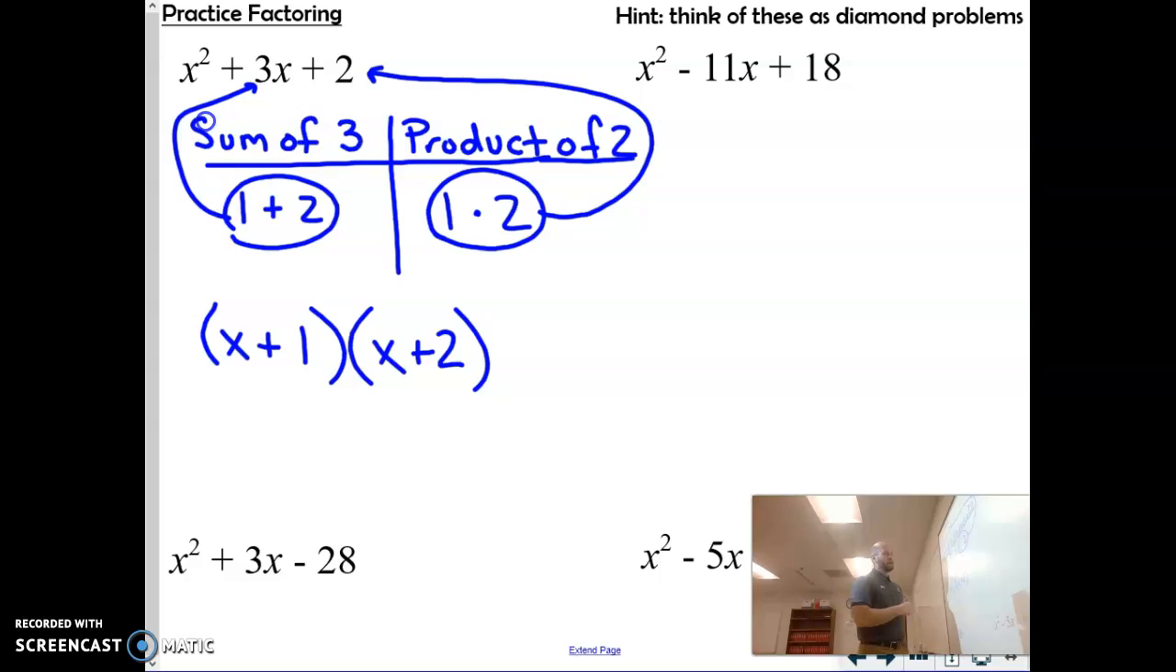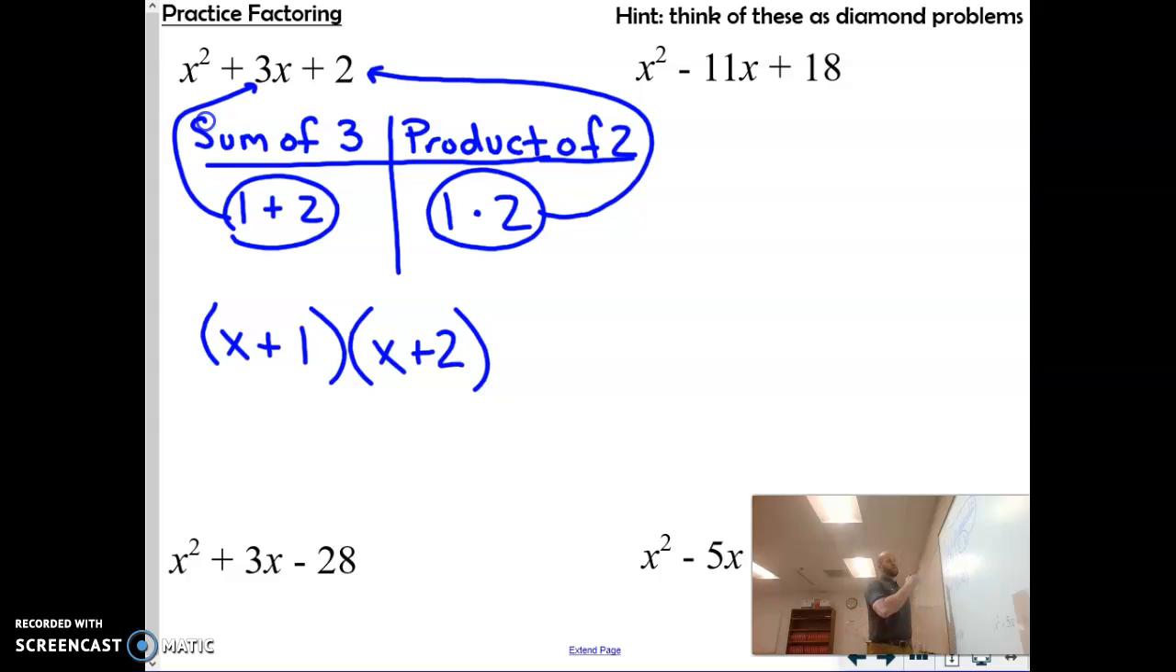If you take x times x, you get x squared. If you take x times 2, you get 2x. Then we go to 1. 1 times x is 1x, and 1 times 2 is 2. And if you combine those two middle terms of 1x and 2x, you add them together like we talked about earlier, you end up with 3x.